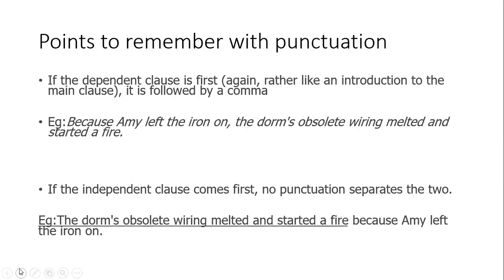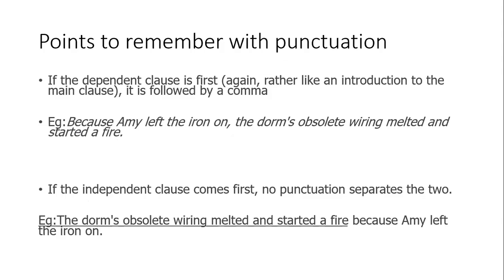Make some cheat sheets like this. A point to remember with punctuation is, if the dependent clause is first, the one which I've just mentioned, because Amy left the iron on, this is a fragment. How do we join these two sentences? With a comma in between. DC, comma, IC. Clear? Next, if you want to merge the independent clause with the DC part, then you are not going to use any punctuation.